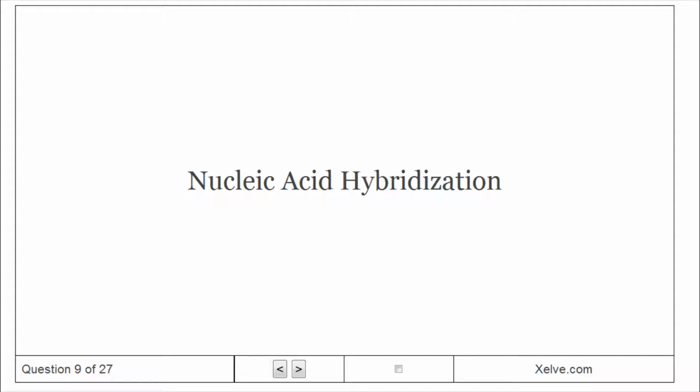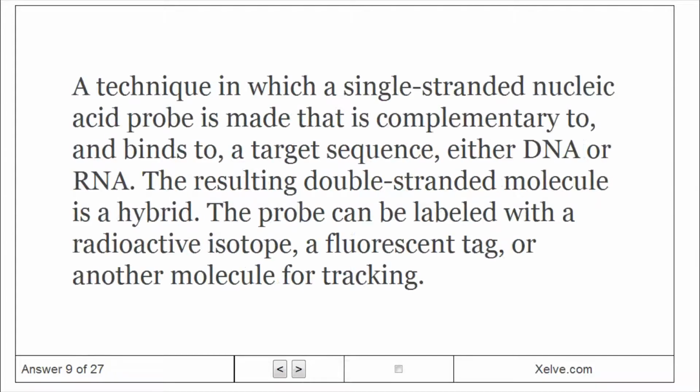Nucleic acid hybridization. A technique in which a single-stranded nucleic acid probe is made that is complementary to, and binds to, a target sequence, either DNA or RNA. The resulting double-stranded molecule is a hybrid. The probe can be labeled with a radioactive isotope, a fluorescent tag, or another molecule for tracking.